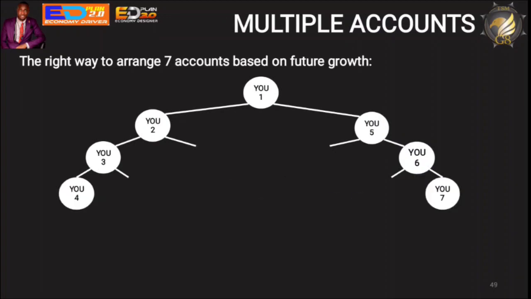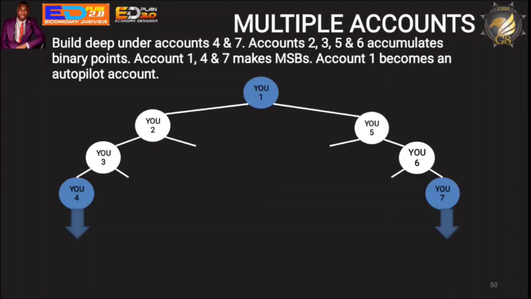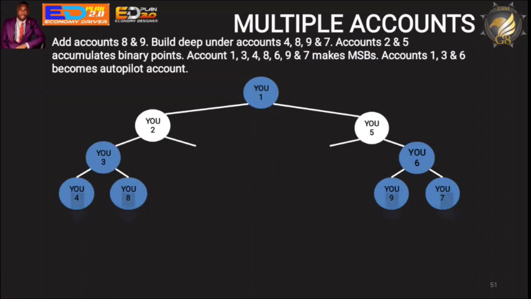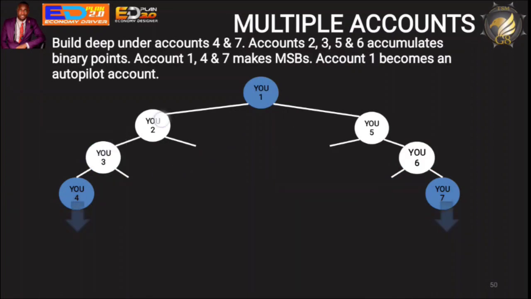You start building from both ends. You can start building under account 4, left and right, and then you start building under account 7, left and right. It means account 7, 4, and 1 will start making money, okay? And in this case, account 3, 2, 5 and 6 will accumulate binary points.